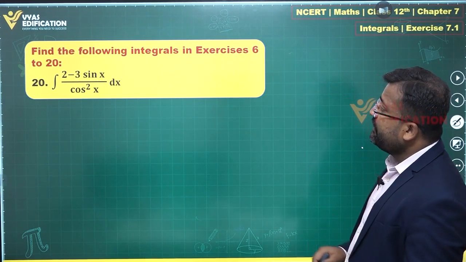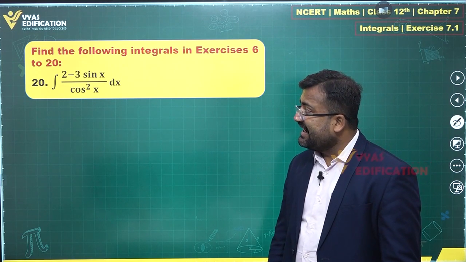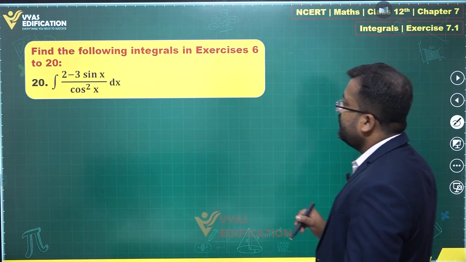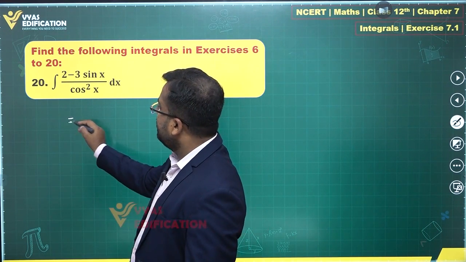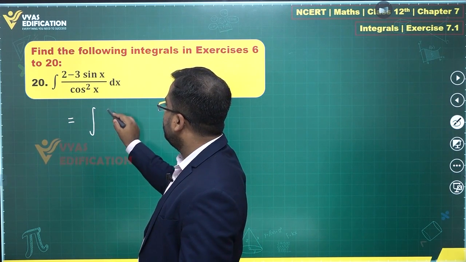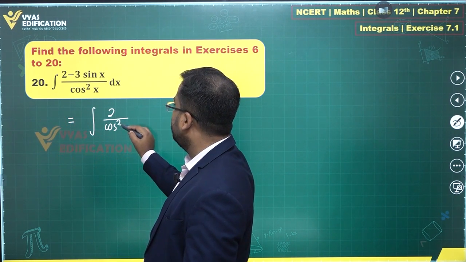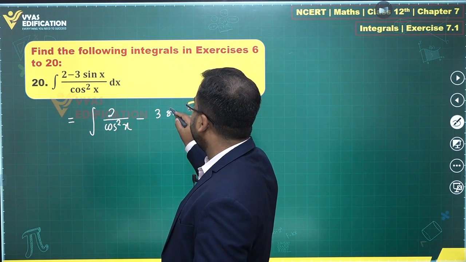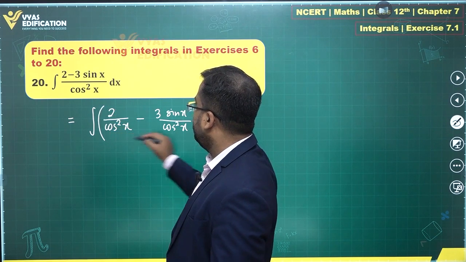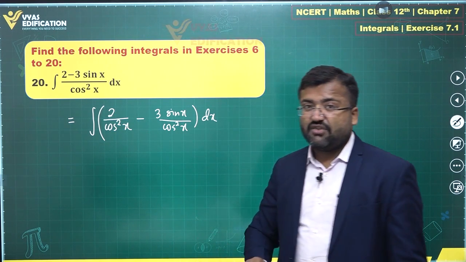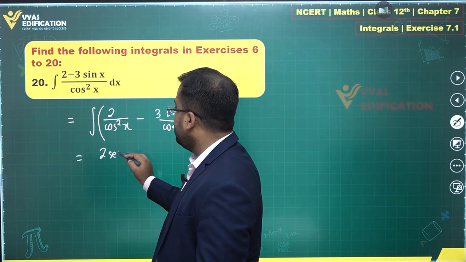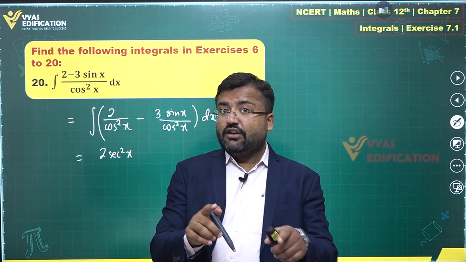In the 20th question, we have (2 minus 3 sin x) whole divided by cos^2 x. Now, how do we handle this one? Once again, cos^2 x can divide each of these terms, and what do we have? 2 upon cos^2 x minus 3 sin x upon cos^2 x. Now, look at these two expressions carefully. 1 upon cos^2 x can be written as sec^2 x, so this becomes 2 sec^2 x. And we know the integral of sec^2 x, right?